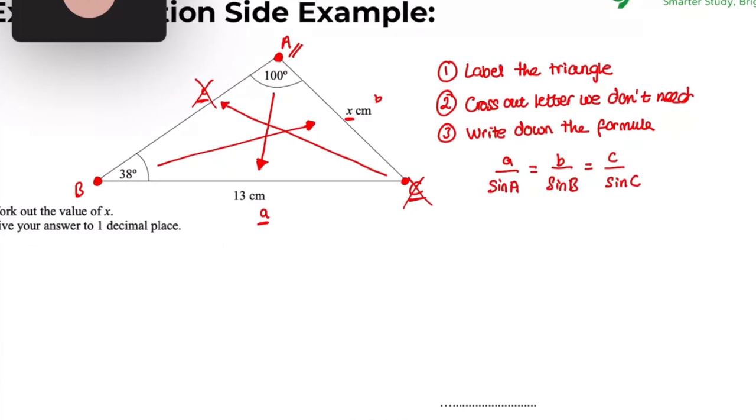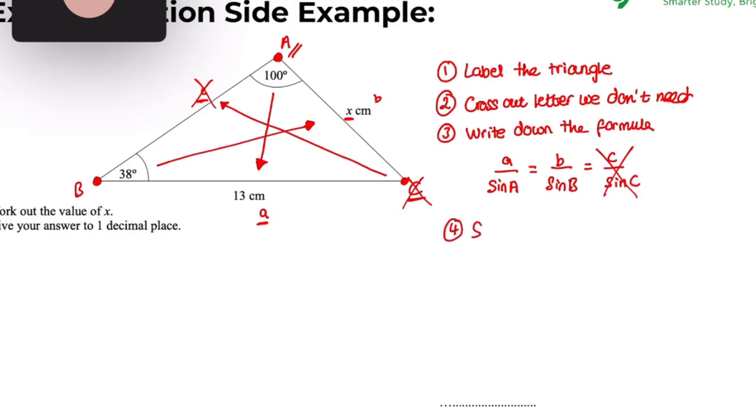Now remember we crossed out C, so we don't need C. So we're going to cross out C from our formula as well. If you didn't need B, you can cross out B, it doesn't make a difference. If you didn't need A, you can cross out A, it doesn't make a difference. But the way that I've labeled the triangle, I didn't need C. So I crossed out C, and I've crossed out C from the formula as well.